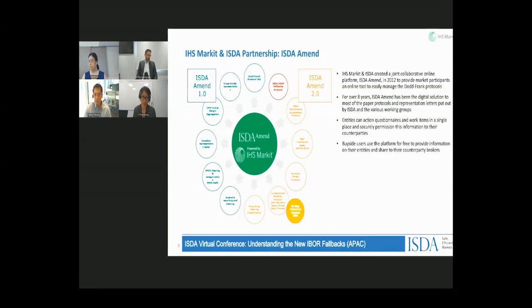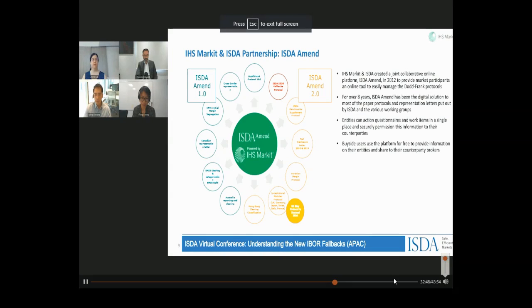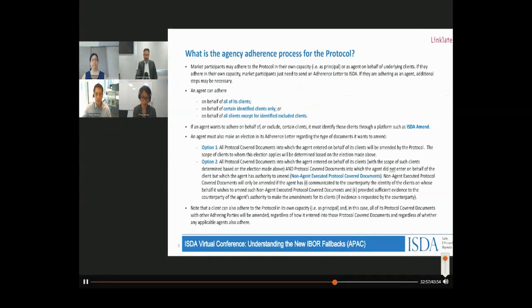We've been working very closely with ISDA and the working groups on digitizing certain rep letters and protocol information on the system. Some of the big ones being cross-border representations, Dodd-Frank protocol questionnaires, and coming to more Asia specific, you've got things like ASIC clearing, Hong Kong clearing classification, in Singapore, MAS risk mitigation requirements, and so forth in there.